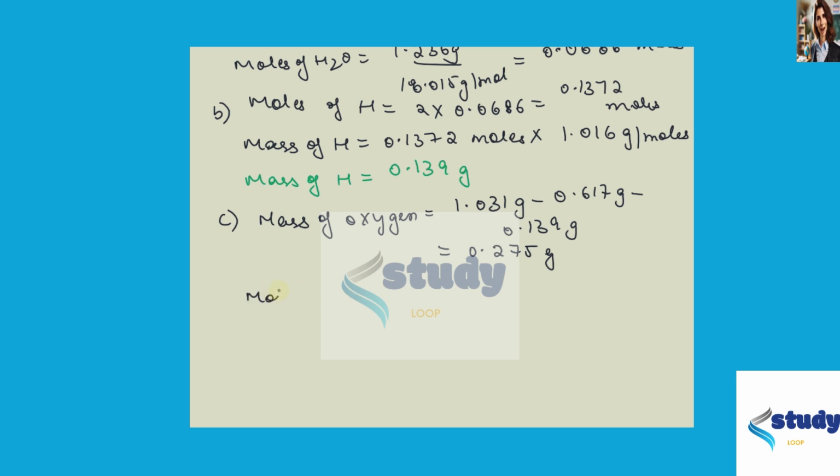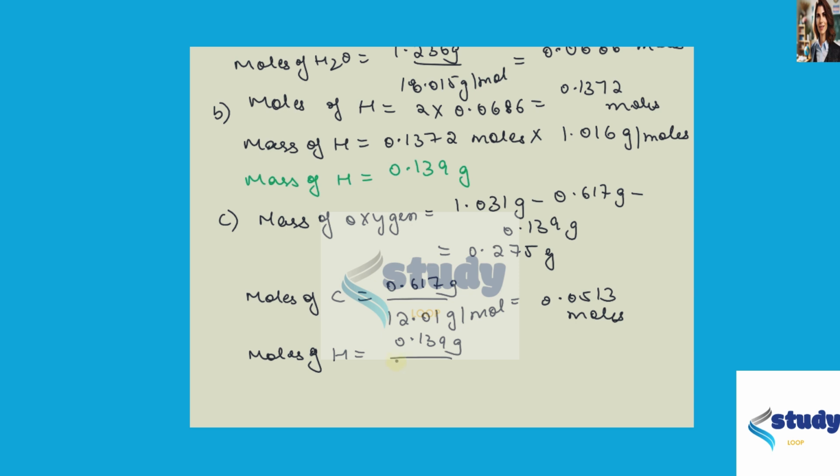Next we have to find the moles. First, the moles of carbon is equal to 0.617 gram divided by 12.01 gram per mole. So these moles are 0.0513 moles. Then the moles of hydrogen is equal to 0.139 gram divided by 1.008 gram per mole. So this comes to be 0.137 moles.